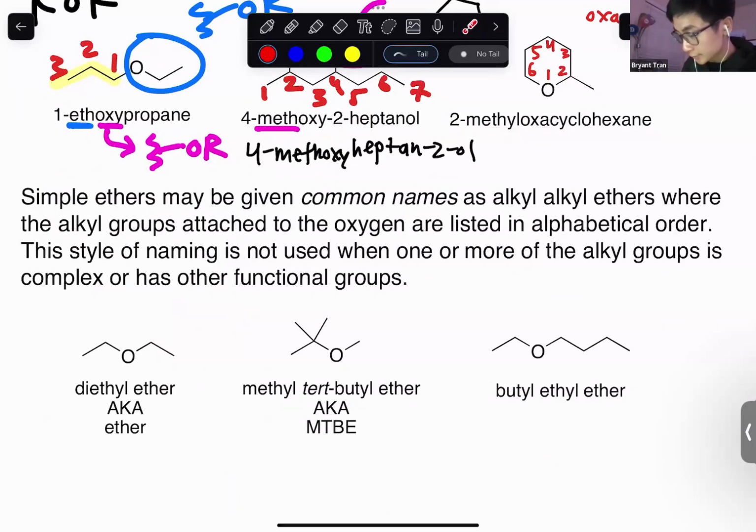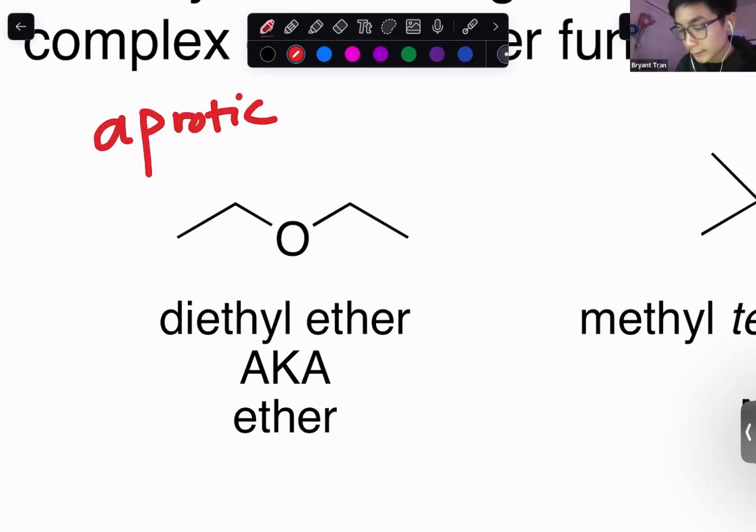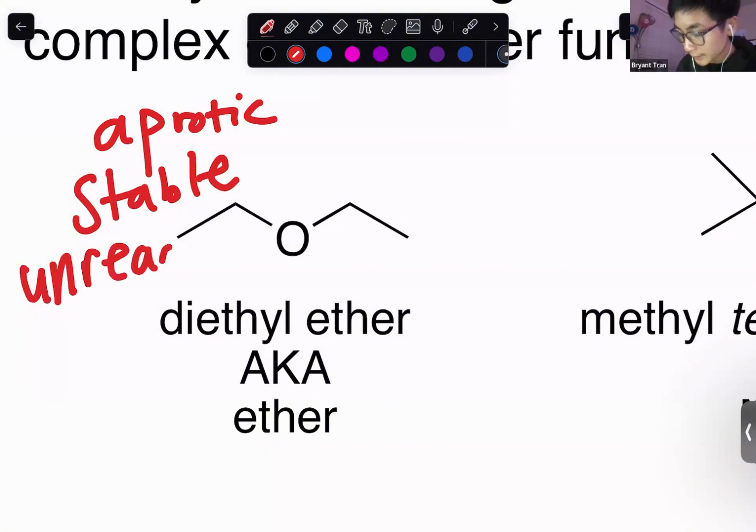There are some common names as well that you might have to memorize, like diethyl ether, where you have 2 ethyl groups attached to this oxygen, which is known as regular ether. This is a common solvent for many reactions, because this ether is aprotic, there are no hydrogen bonds, and it is very stable. There are not a lot of partial charges, so it's inert and unreactive, which makes it a good aprotic solvent for many reactions. It will not interfere with the mechanism.